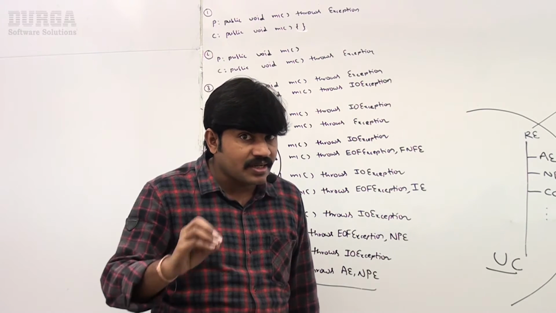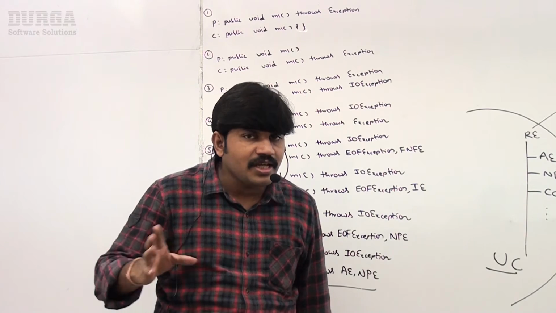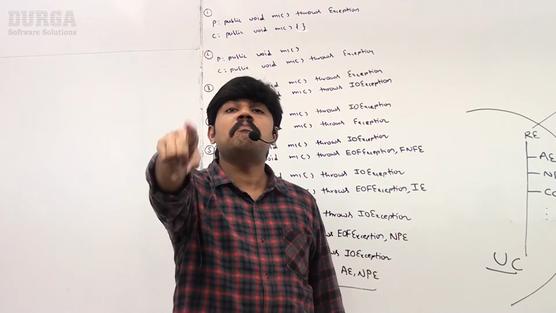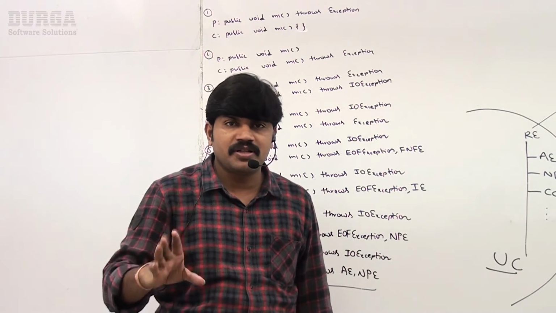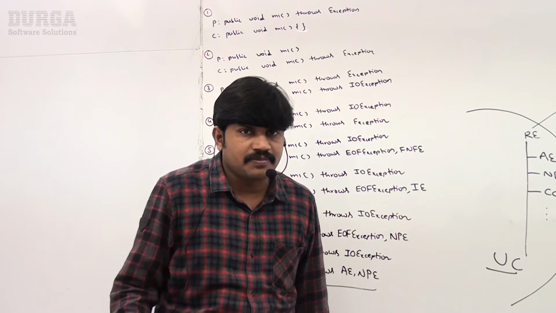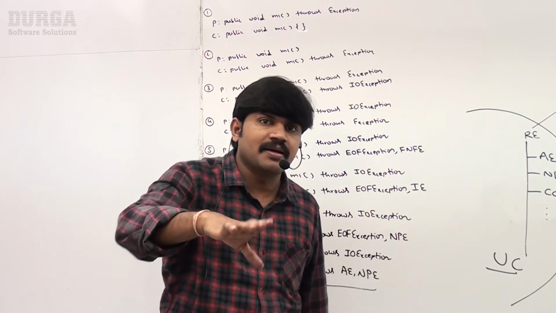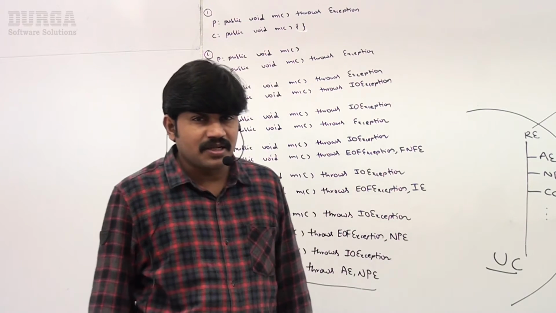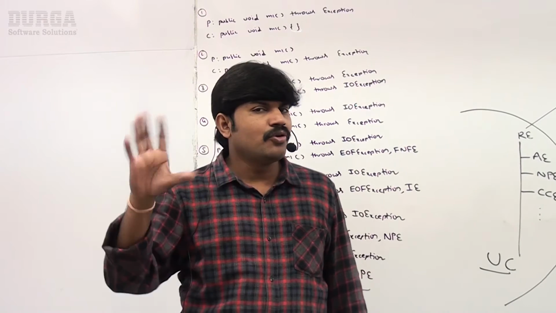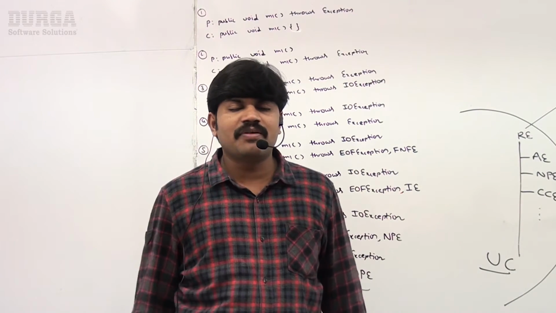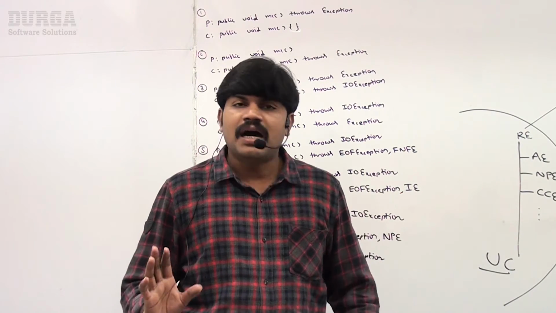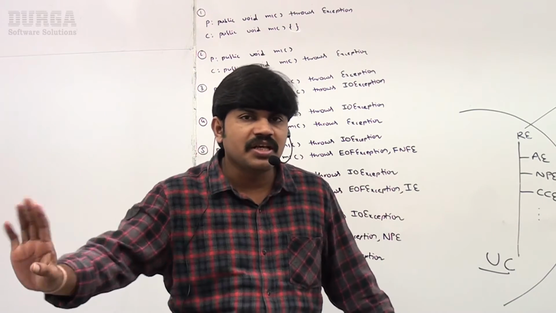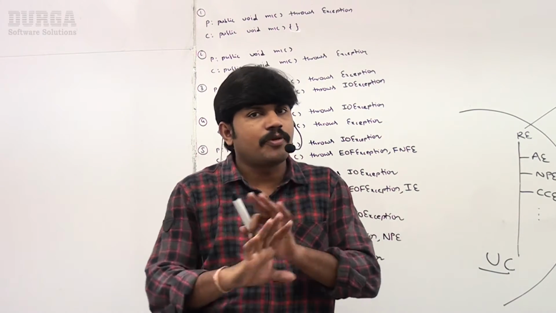If a child class method throws any checked exception, compulsorily the parent class method should throw the same checked exception or its parent. Otherwise, compile error, right? Sir, what about unchecked exceptions? For unchecked exceptions, no rule. The rule is applicable only for checked exceptions. Unchecked exceptions you can use anywhere, any number of times, no problem at all.